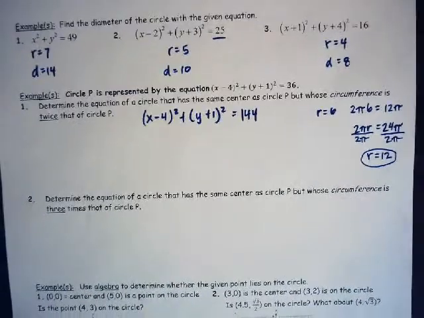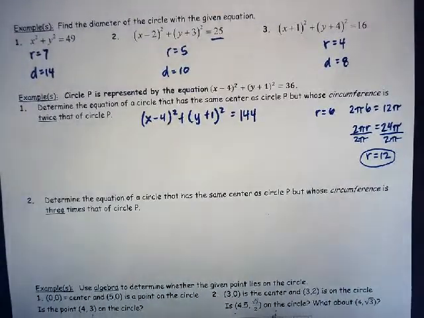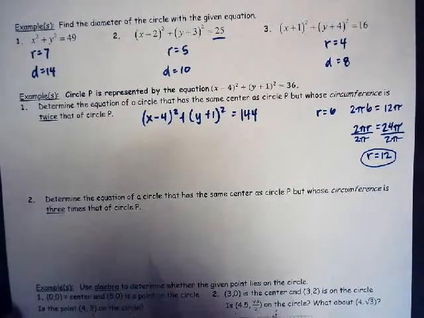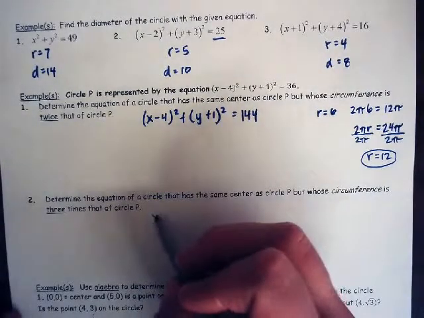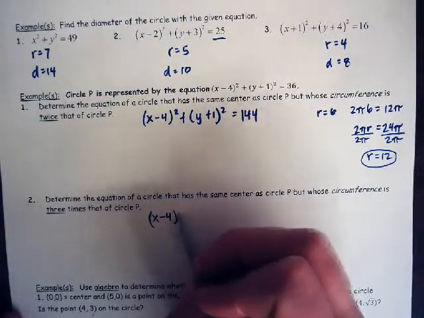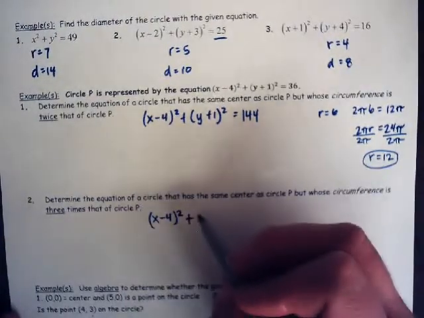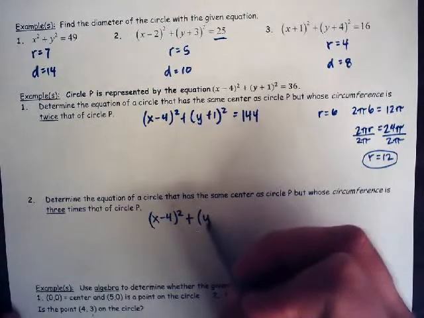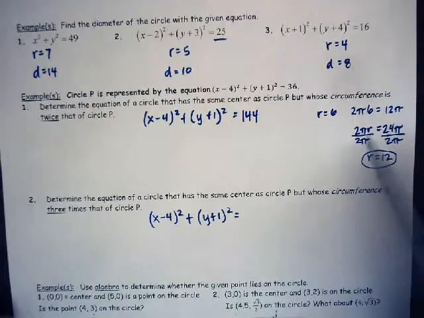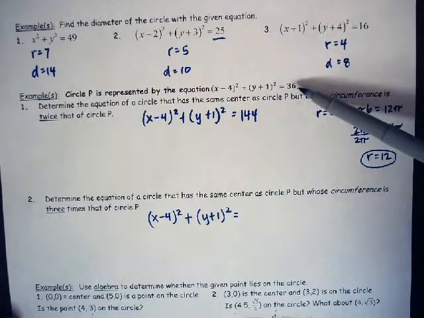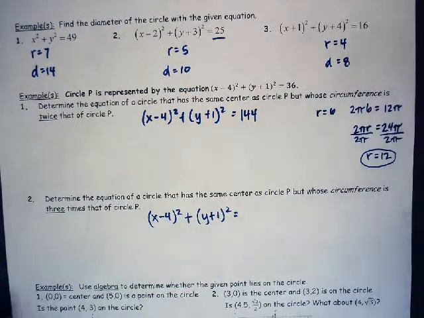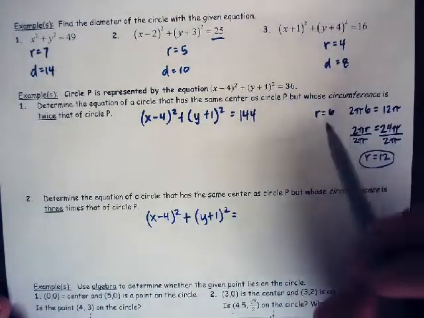Okay, number 2 says determine the equation of a circle that has the same center as P, but whose circumference is 3 times that of circle P. So I know this first part, again, is the same. (x - 4)^2 + (y + 1)^2 equals, now this time it's not going to be 144 or 36. I need it to be 3 times the circumference when I have a radius of 6. So we found out with 36 my radius was 6.